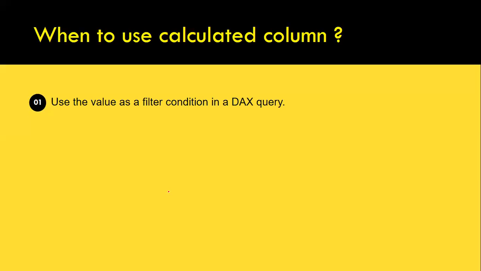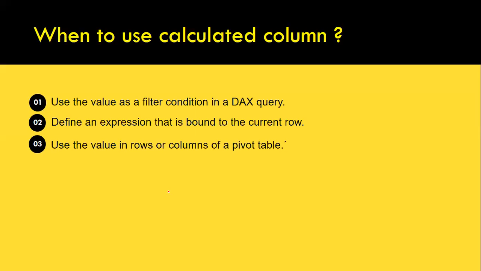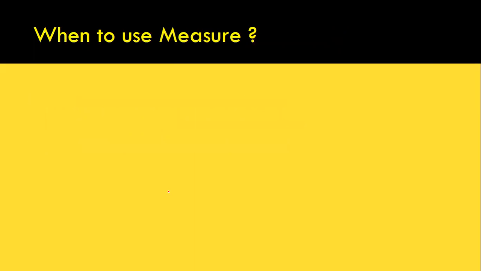Use the value as a filter condition in a DAX query, define an expression that is bound to the current row, and use the values in rows or columns of a pivot table. In the case of a pivot table, if you want to use the values in rows or columns, you can go for a calculated column. And if you want to use a calculated column as part of a slicer, in that kind of situation also we can go for a calculated column.